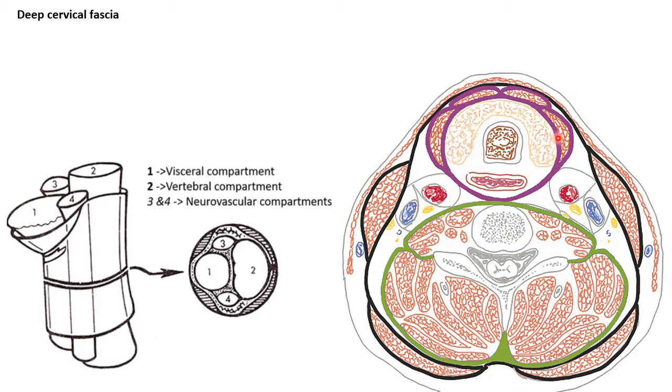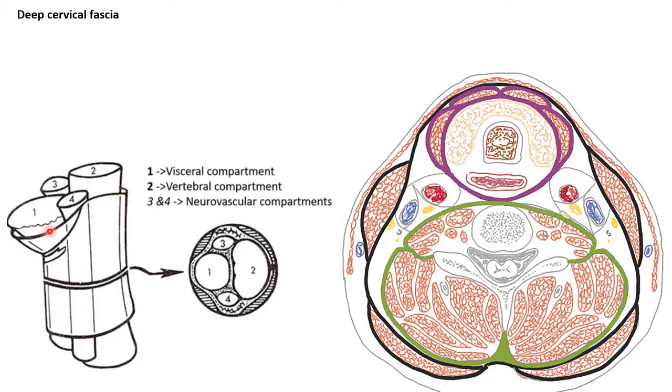So the deep fascia of the neck divides the neck into various compartments, so that the various tunnels and sheaths formed by the fascia help the structures to move easily. Now we will discuss each and every layer of the deep cervical fascia: investing, pretracheal, and the prevertebral. These are also shown here.